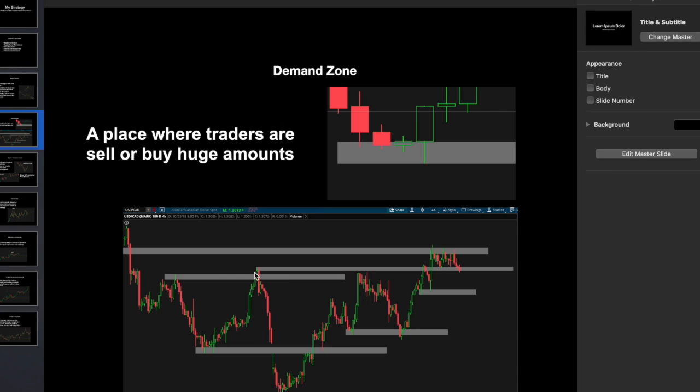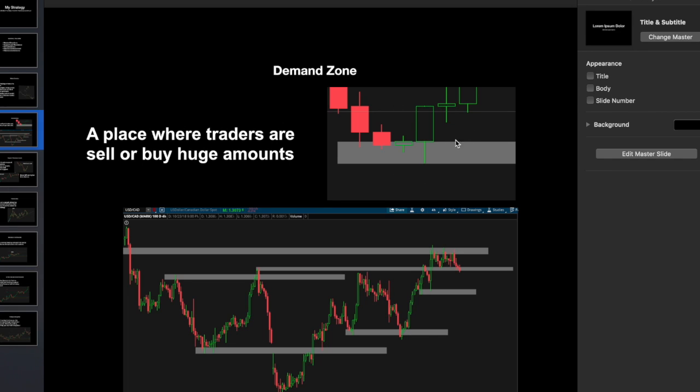Same thing here. They see this demand zone, they go ahead and sell a huge amount, right? And here's another one, large amounts. Here's another one. We establish the demand zone there, it gets touched, and then it goes up to another level. So let's go ahead and talk about how we draw a demand zone.